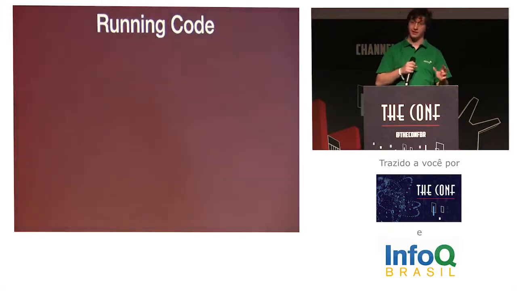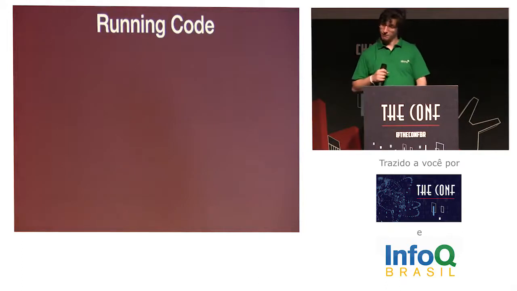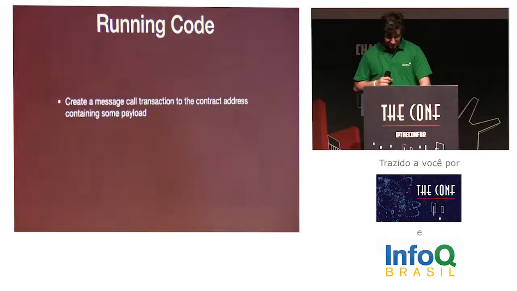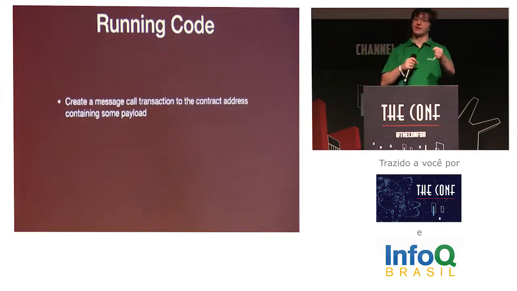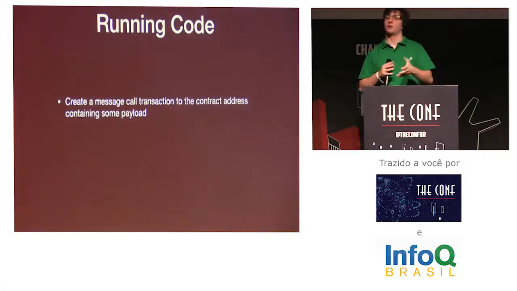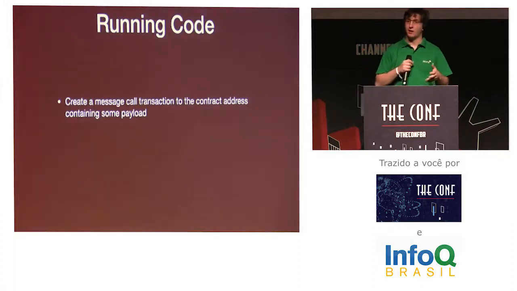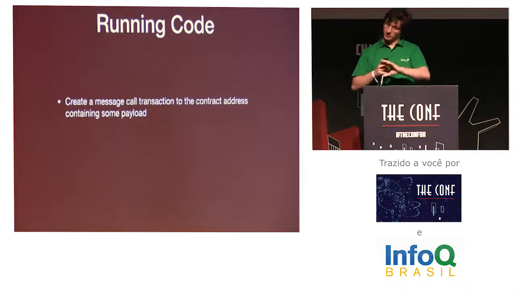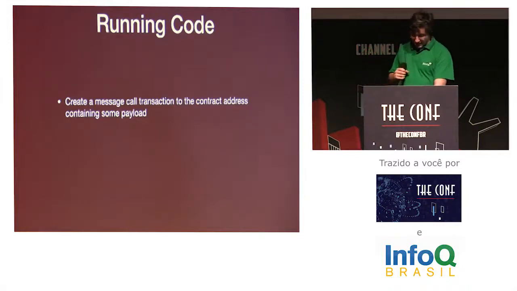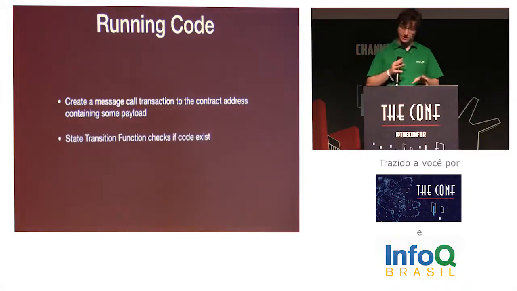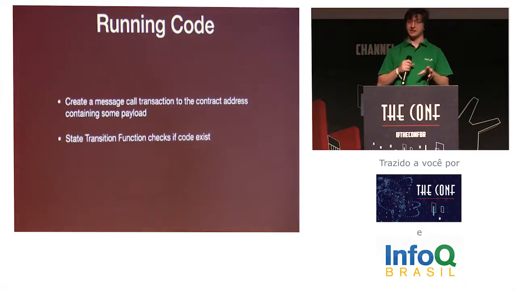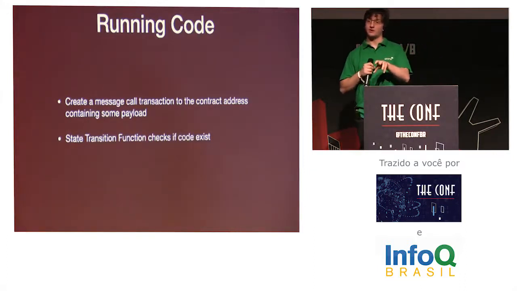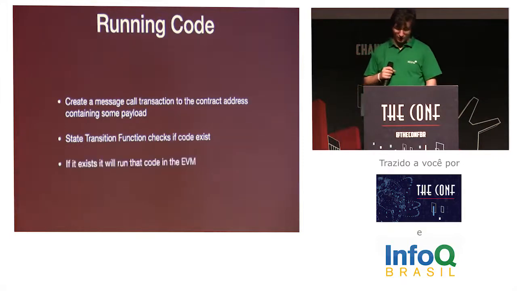Okay, so how do we run code? I told you that you can send a message to that address, and the code will run magically. So how does it work? You create a message sending to that account containing some payload. Imagine that you're using some kind of remote procedure call. You send a message, say, oh, call that function with that parameter. I mean, some payload in general. And then the state transition function that I told you about checks if that code exists. If the code exists, it runs the code in the Ethereum virtual machine.